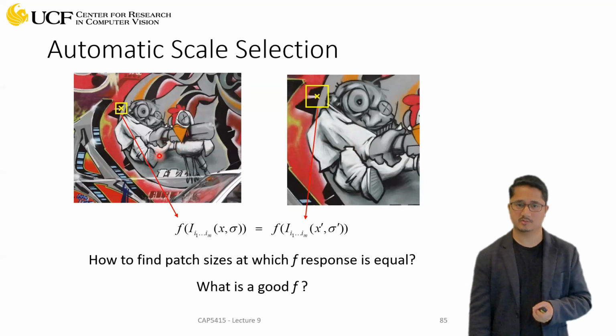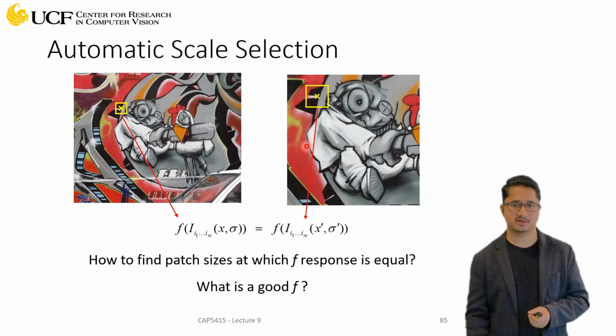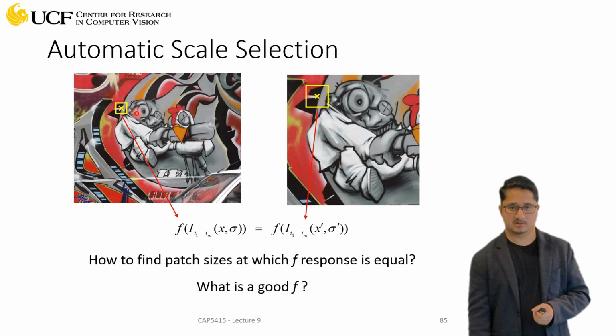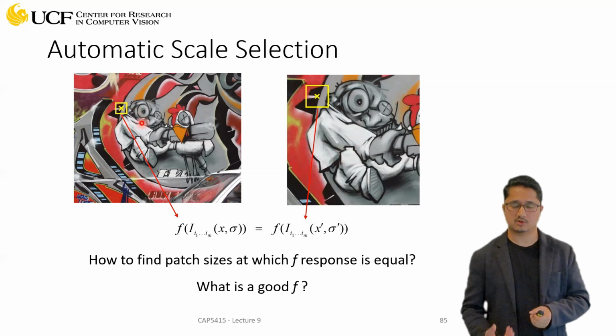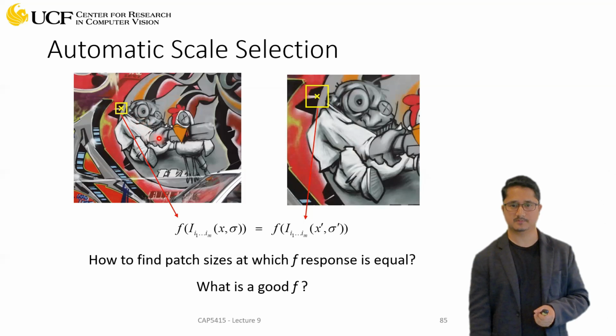But the computer vision algorithm doesn't know that these scales are actually different. And it will try to match these two without taking that scale into account, which makes it very, very challenging. All right, so let's see how we can do that automatically in a computer vision system as well.